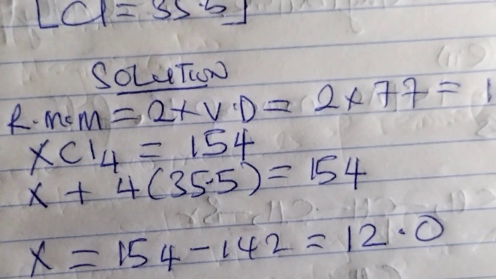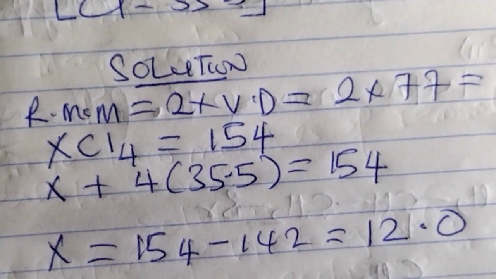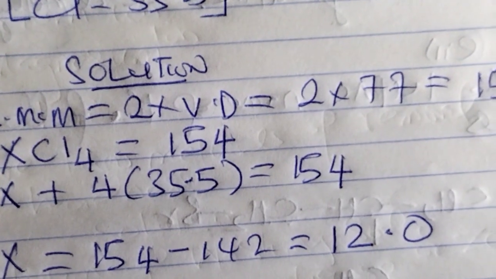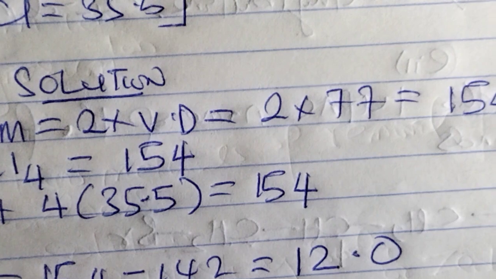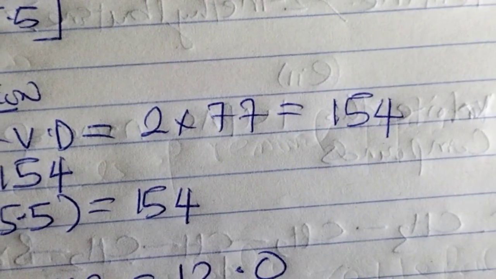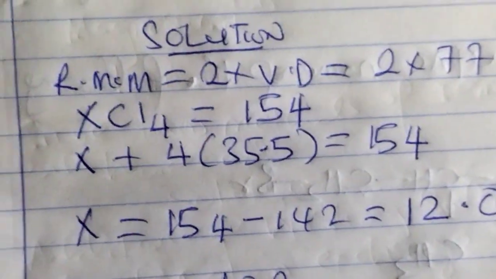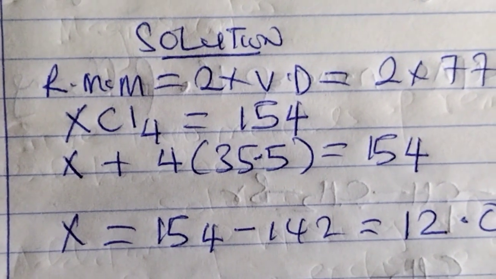RMM equals 2 times VD. RMM means relative molecular mass and VD means vapor density, that relationship. So combining the vapor density to molecular mass, it is 2 times 77, which gives us 154. We now have SCl4 equal to 154.